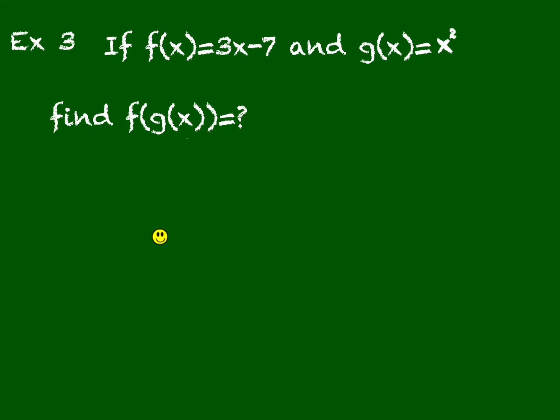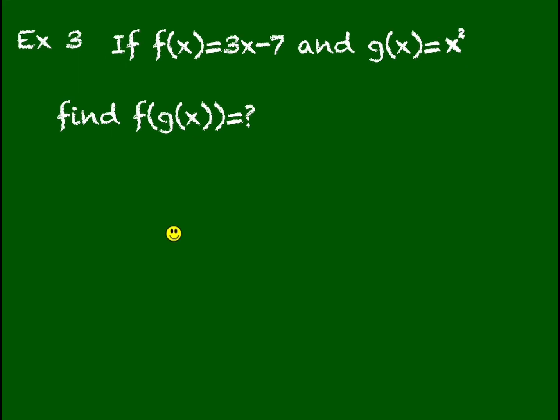Now, the question provides us with f of x and g of x. We are looking for f of g of x. This is a two-step problem, requiring us to substitute twice to solve it. Now when you look at the question, there is a g of x, and I know what g of x is in terms of x. As a first step, I will substitute x squared for g of x.